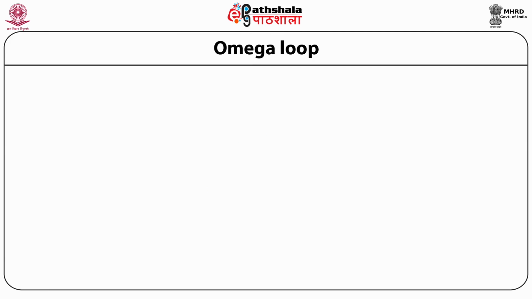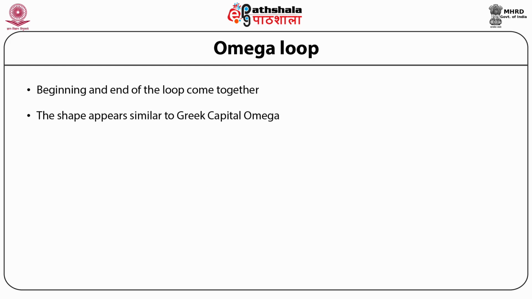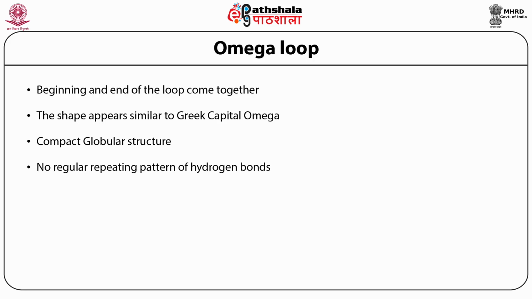Omega loop. The omega loop is where the beginning and end of the loop come together. The shape is similar to the Greek capital letter omega. So this is a compact globular structure. There is no regular repeating pattern seen in hydrogen bonds in this structure. The side chains pack into the center of the loop.